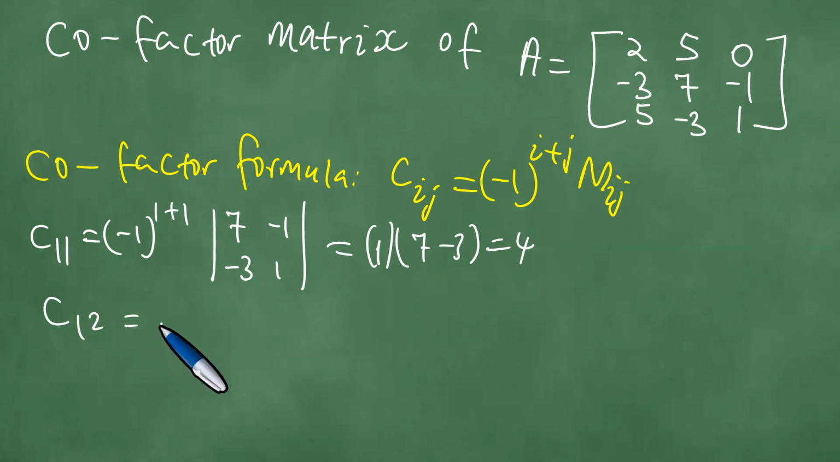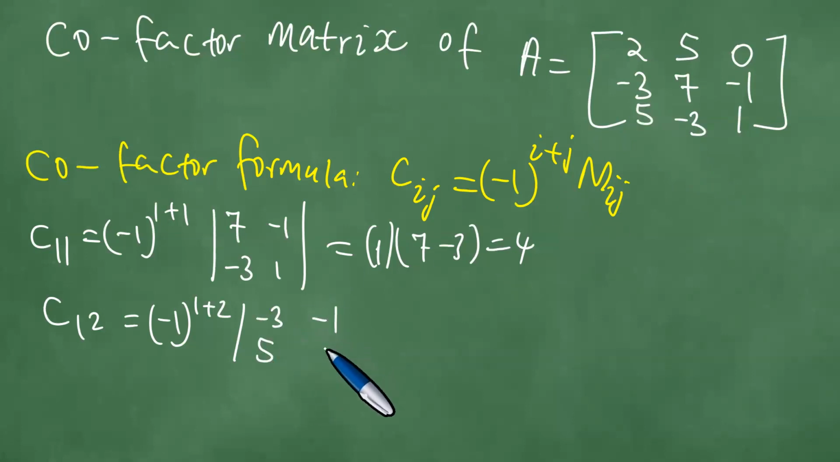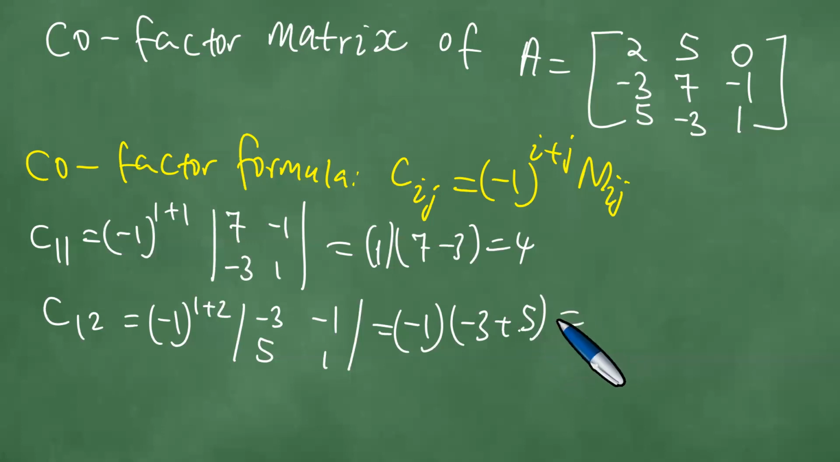C12, which is minus 1 to the power 1 plus 2. The entry in the first row, second column. So you're left with minus 3, 5, minus 1, 1. Minus 3 plus 5, 2. Minus 2. Let's look at this one, C13.